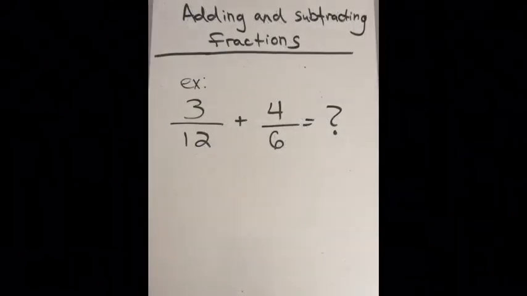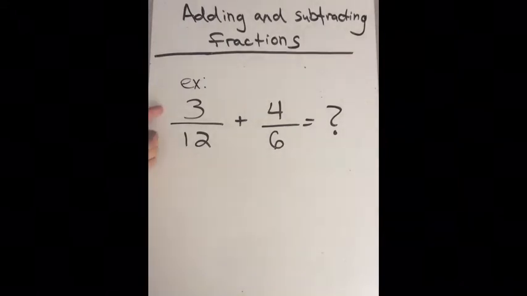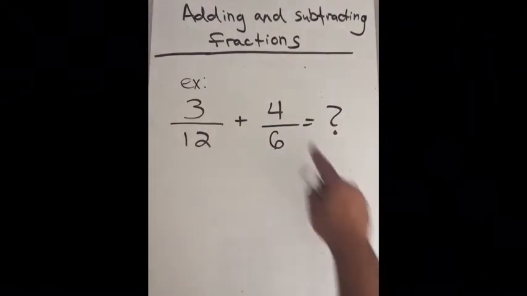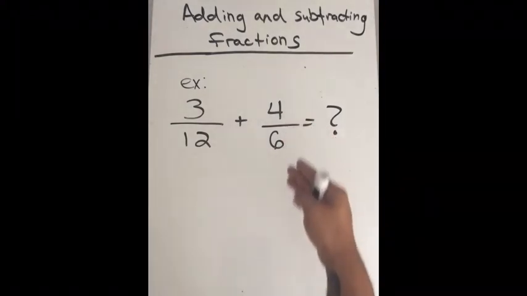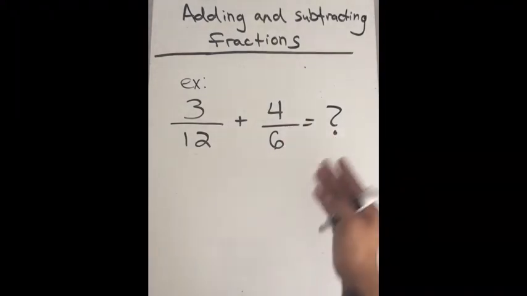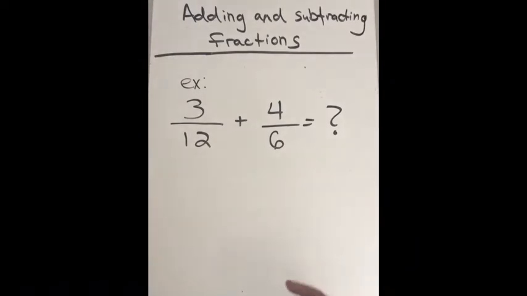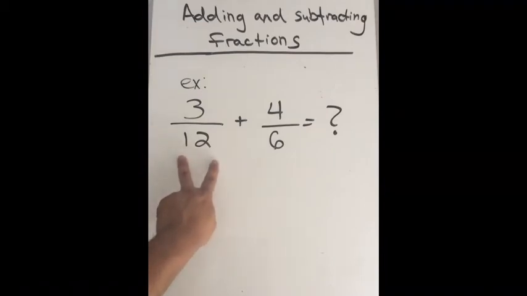Let's take a problem such as this. We have 3 over 12, or 3 twelfths, plus 4 over 6, or 4 sixths. And we want to know what's going to be the resulting sum. What's that fraction going to look like? The first thing to notice is that the denominator 12 is not the same as the denominator 6. So we must find a common denominator.